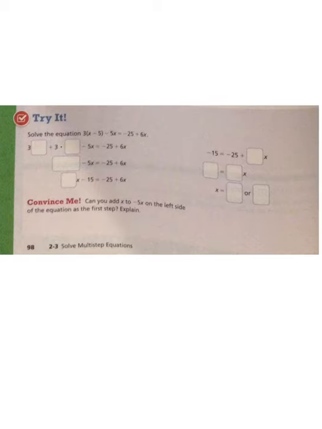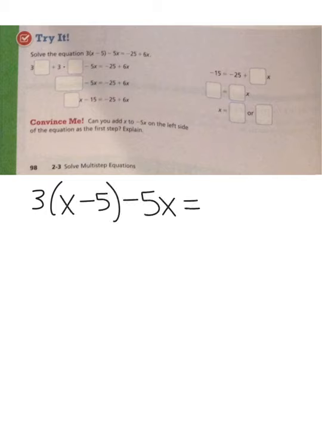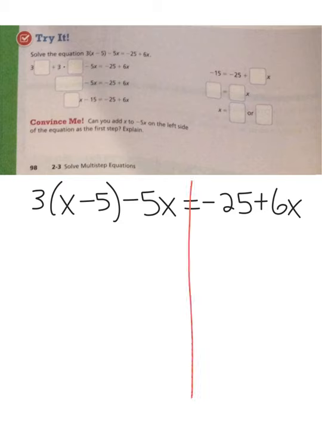Let's jump right into this try it. And again, remember, I'm not a fan of these boxes. I'm going to rewrite this problem. We have 3 open parentheses, x take away 5, close parentheses, negative 5x equals negative 25 plus 6x. Okay, this looks like a lot. Let's not be afraid of it. Okay, let's tackle it step by step, and I bet you'll see you can be very successful with it. Draw the line down the equal sign. You have successfully taken care of step 1.